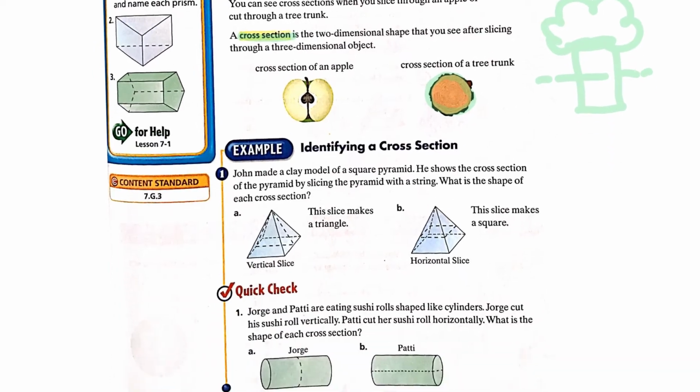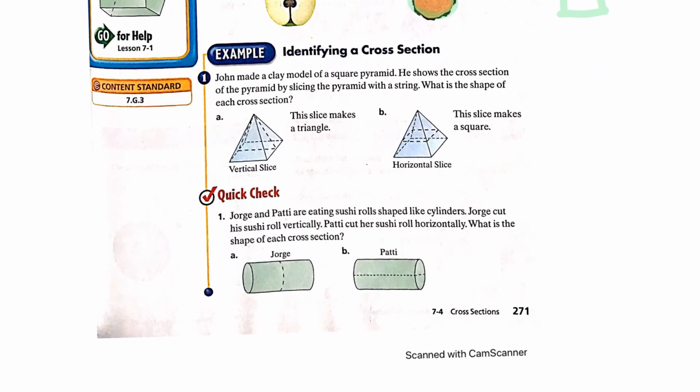So, identifying a cross section. John made a clay model of a square pyramid. See on the bottom here, the bottom is a square pyramid. He shows the cross section of the pyramid by slicing the pyramid with a string. What is the shape of each cross section?